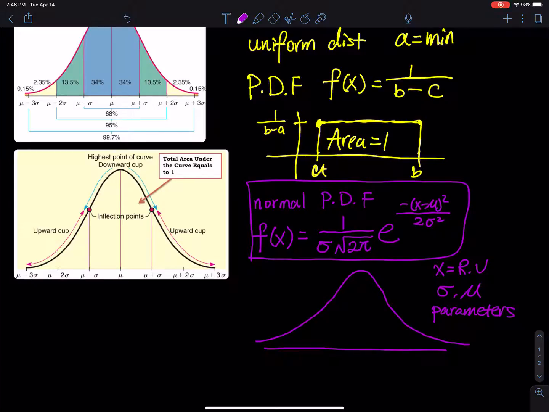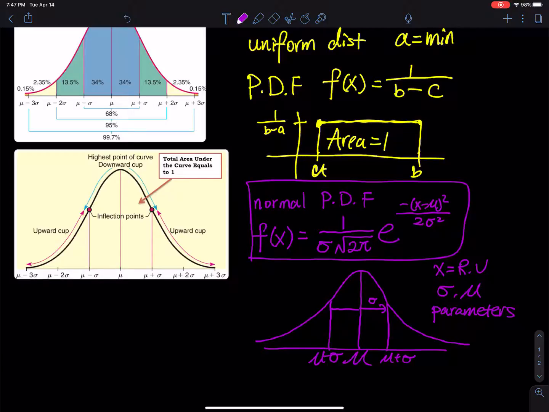Where is the mu? The mu is the mean. The mean is right in the middle. And then the sigma describes the spread. So if you add 1 sigma to the right, and 1 sigma to the left, this is mu plus sigma, and this is mu minus sigma. The sigma is the spread of the bell curve, and the mu is the center. Okay, mu is the center, sigma is the spread. They are called parameters. And then x is the random variable.